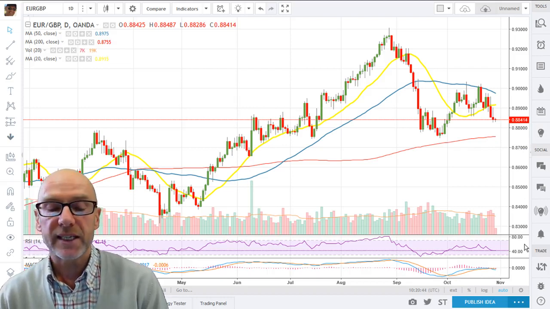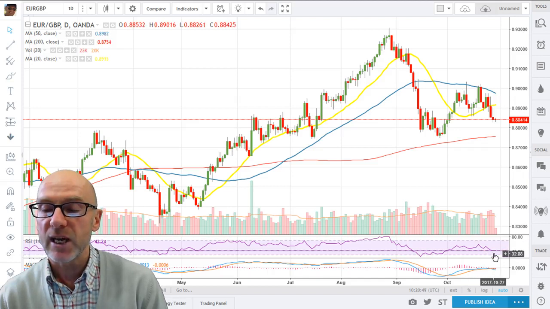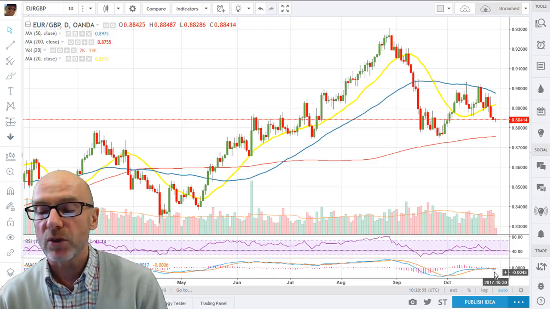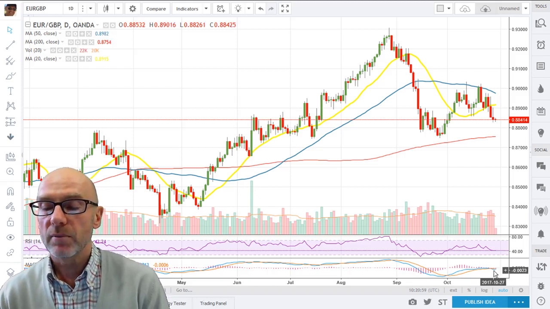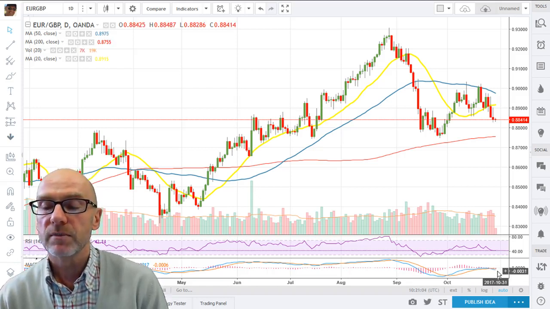Again, we're showing negative momentum. The RSI back below 50 and in a downtrend, presently at 42.14, and the MACD are back below zero. The short term just moving away from the longer term, a divergence there which is shouting a sell.